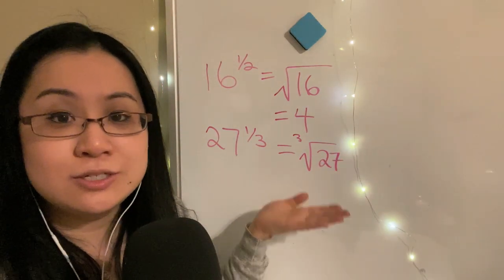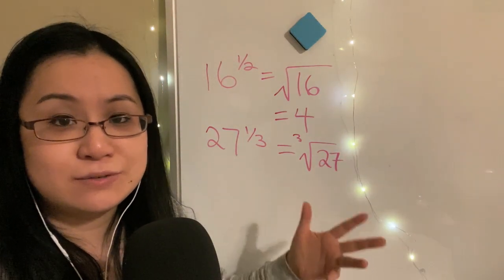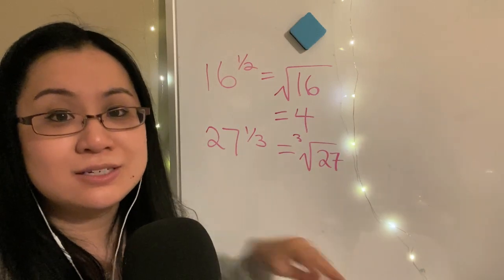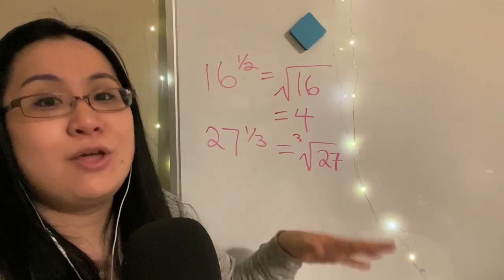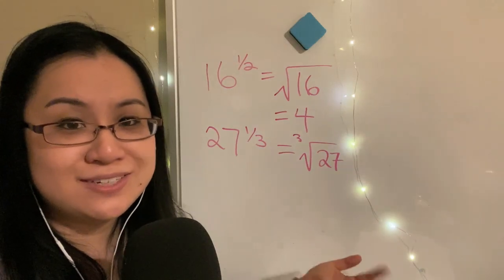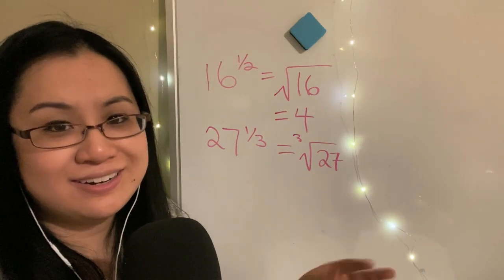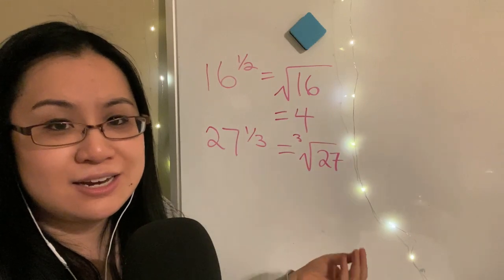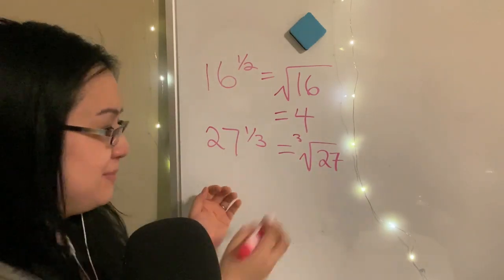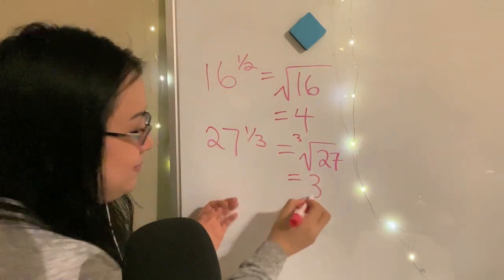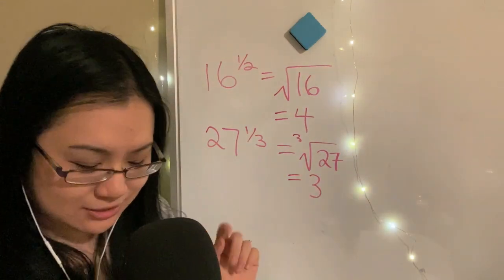Which is just what number times itself 3 times, not 3 times the number, but what number times itself 3 times gives me 27, and that'll be 3. 3 times 3 is 9. 9 times 3 is 27, and you got it. So 3 would be our answer.